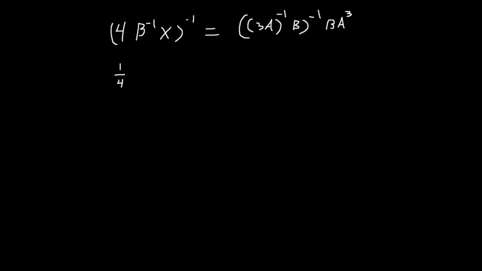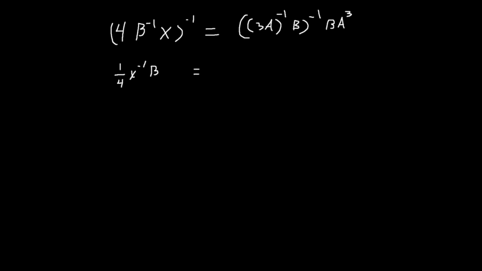We have the fact that for a and b arbitrary, (ab) to the minus 1 is b inverse a inverse. So these flip, and then we take their inverse. Remembering that fact, we can write this as x to the minus 1 times b. And so this left side becomes 1/4 x inverse times b.